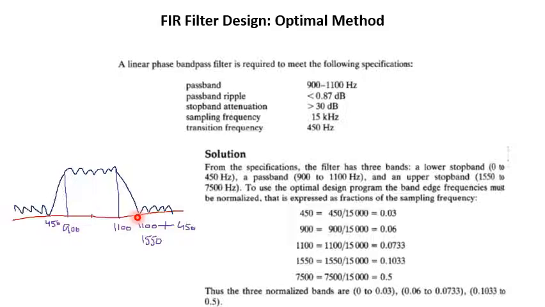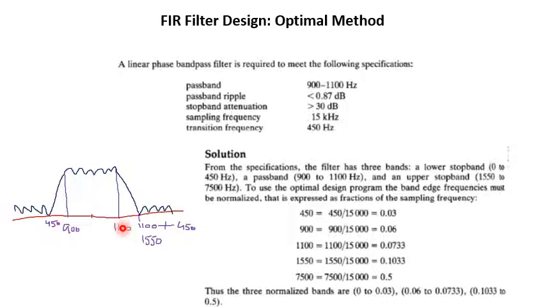Okay, so now we normalize these frequencies, starting with 450 Hz. Normalization is achieved by dividing the frequency by the sampling frequency, or, if you are given the sampling period, by multiplying by the sampling period. Both are the same. So we get 0.03 for this point. The next point is 900, which normalizes to 0.06. The next is 1100. So 1100 divided by 15k results in 0.0733.